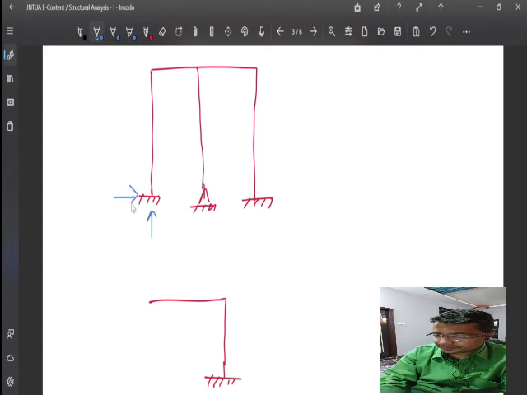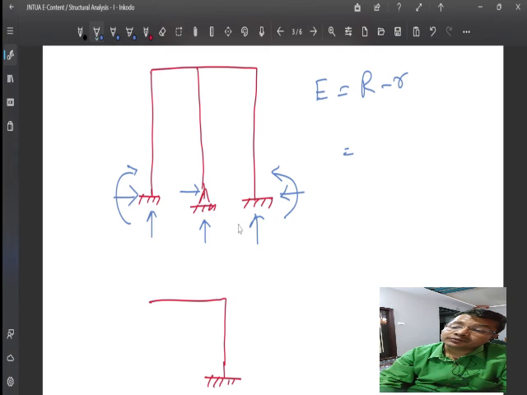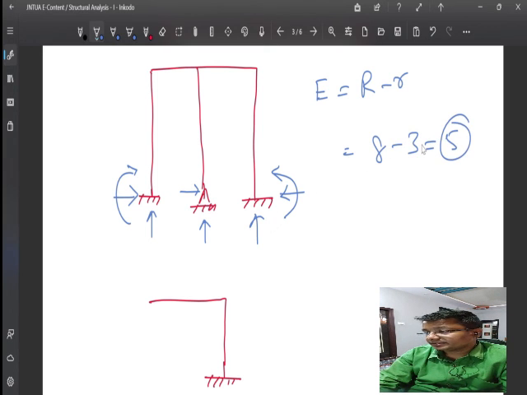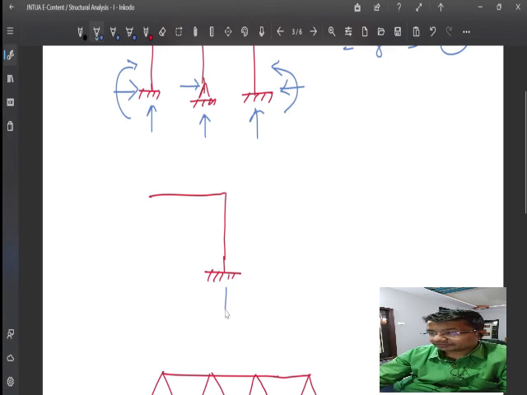So first, as I said, it is fixed. So 3. This is 1. This is, let us say, another one. This is 1. This is 1. And this one. So my E equals capital R minus small r, where capital R is the number of unknown reactions. 3 plus 2 is 5, plus 3 is 8, minus 3, that equals 5. So the degree of external indeterminacy for this structure is 5.